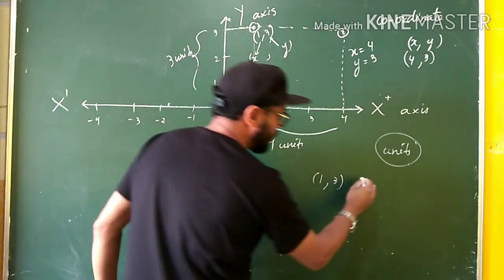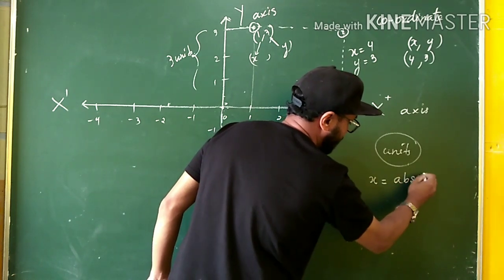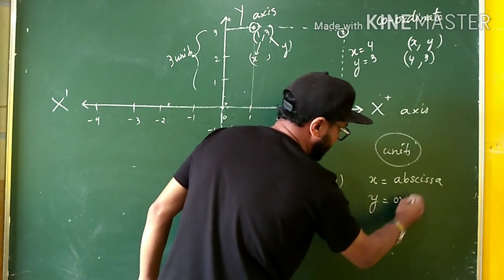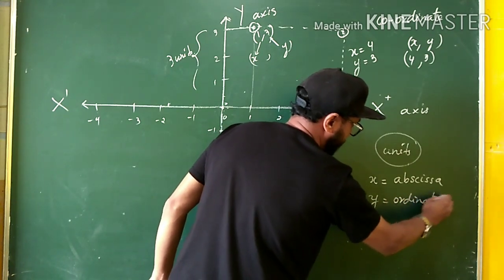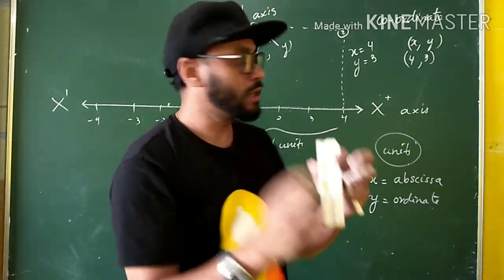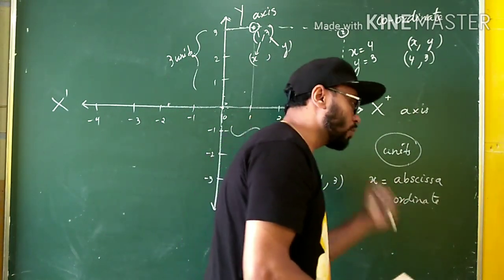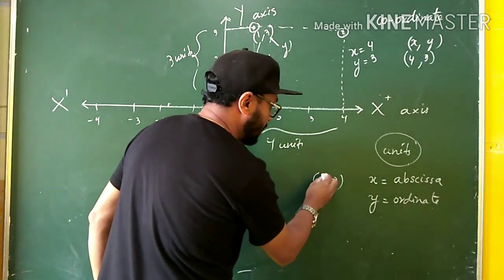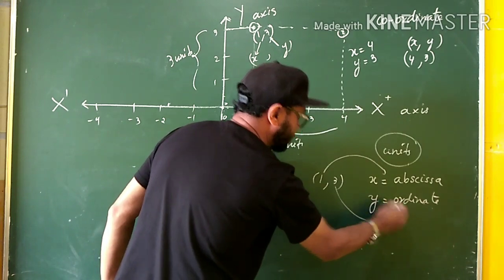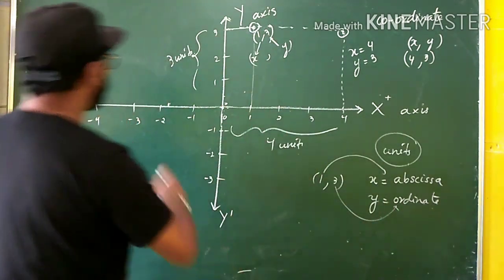Now keep this in mind, the value of x is also called abscissa and the value of y is also called ordinate. Now don't get confused with ordinate and coordinate. If you put the value of x and y together, it is called coordinate. If you take the value of y, it is called ordinate. Now if you look at this one, the value of abscissa is 1 and the value of ordinate is 3. Understood?